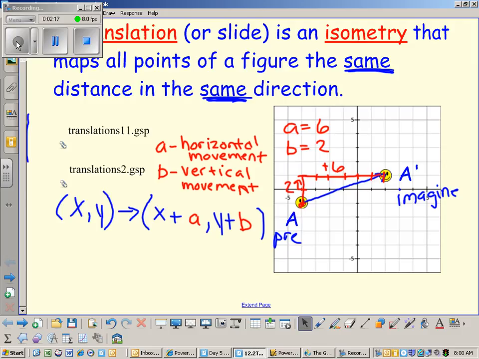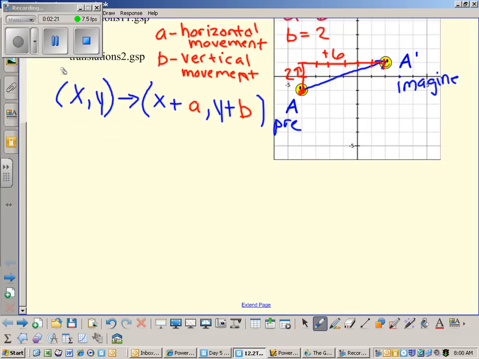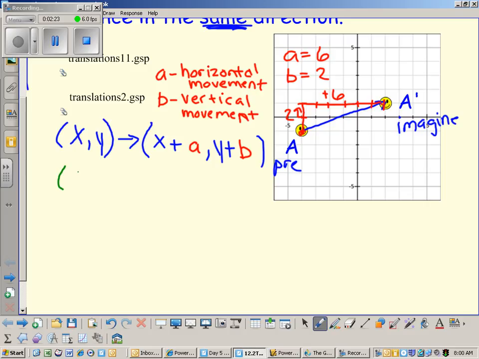And so we would write this translation as follows. x comma y is mapped onto x plus 6, y plus 2. That is how we write out the translation from A to A prime. So let's take a look at a couple other examples.